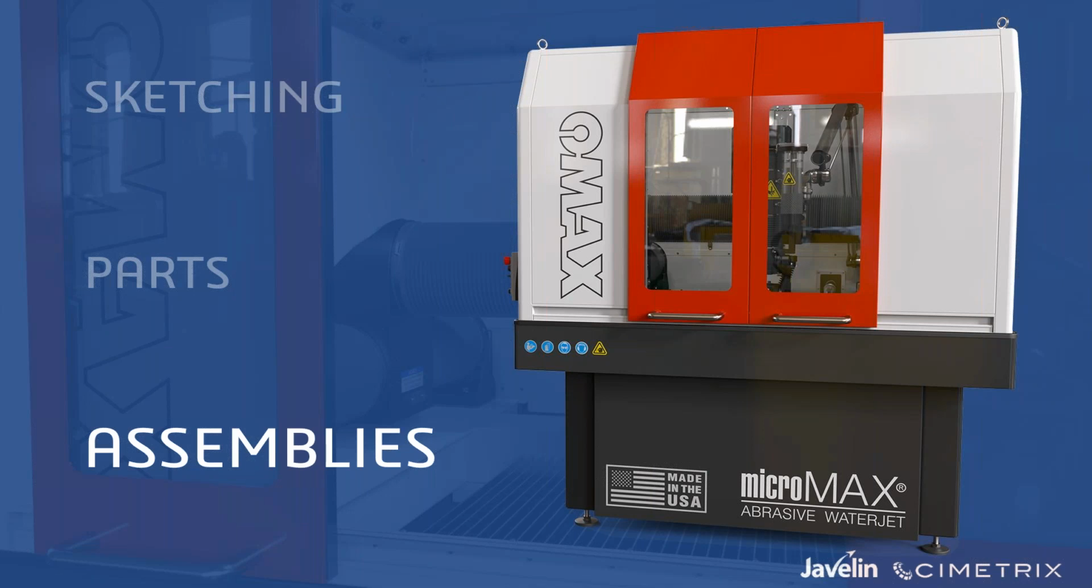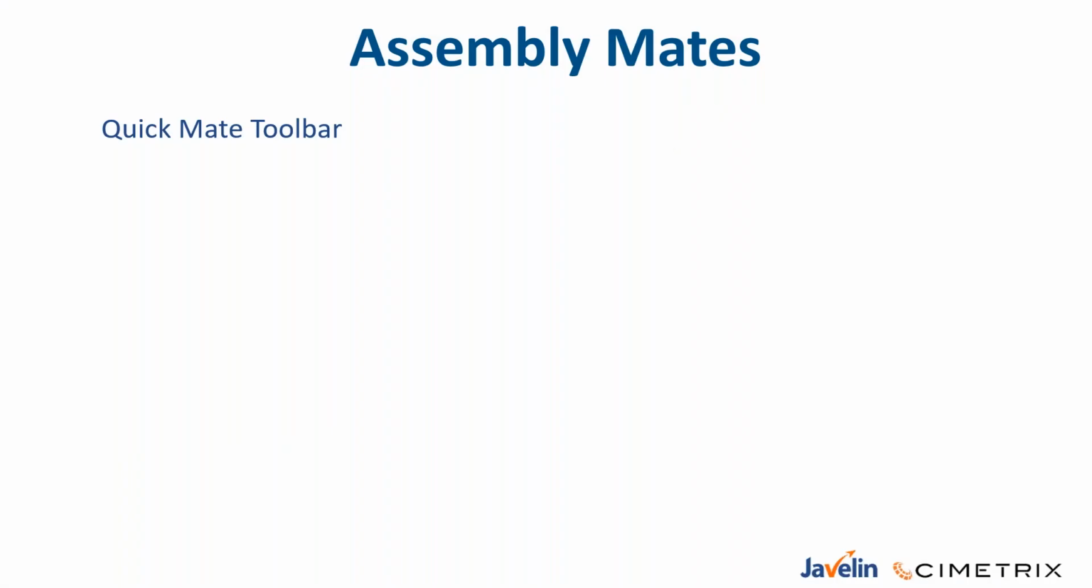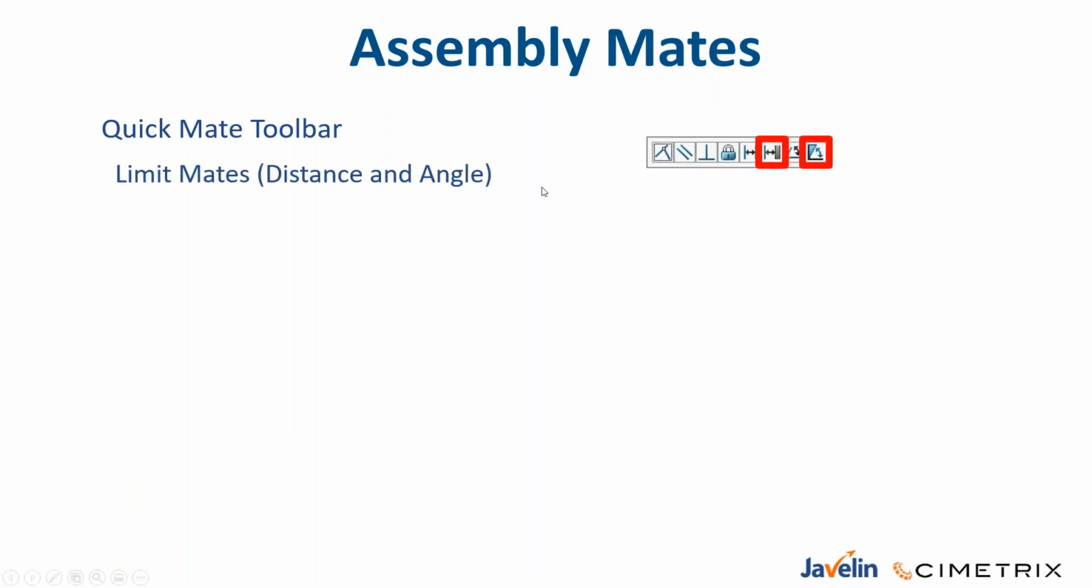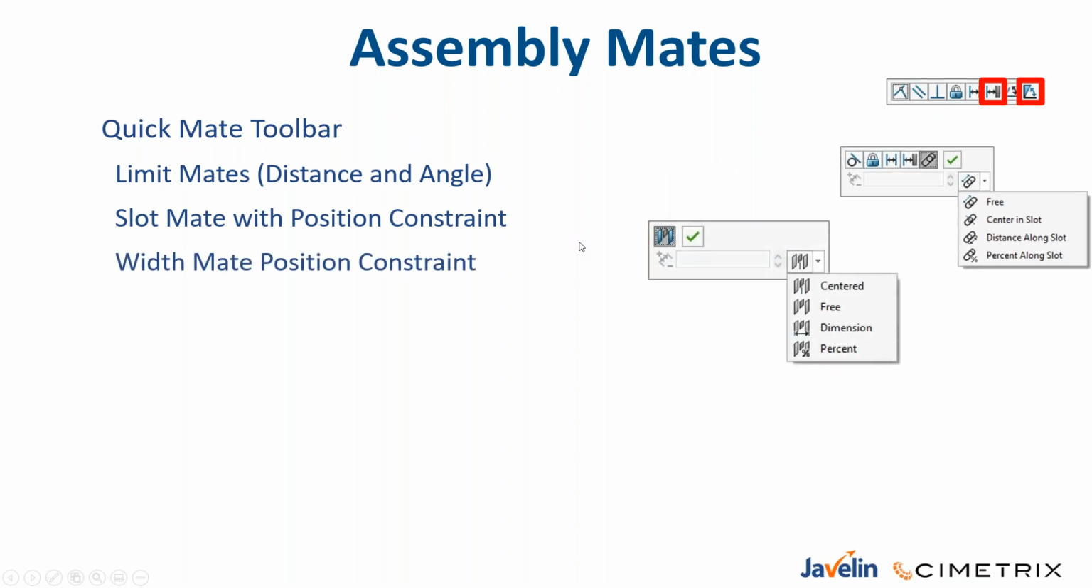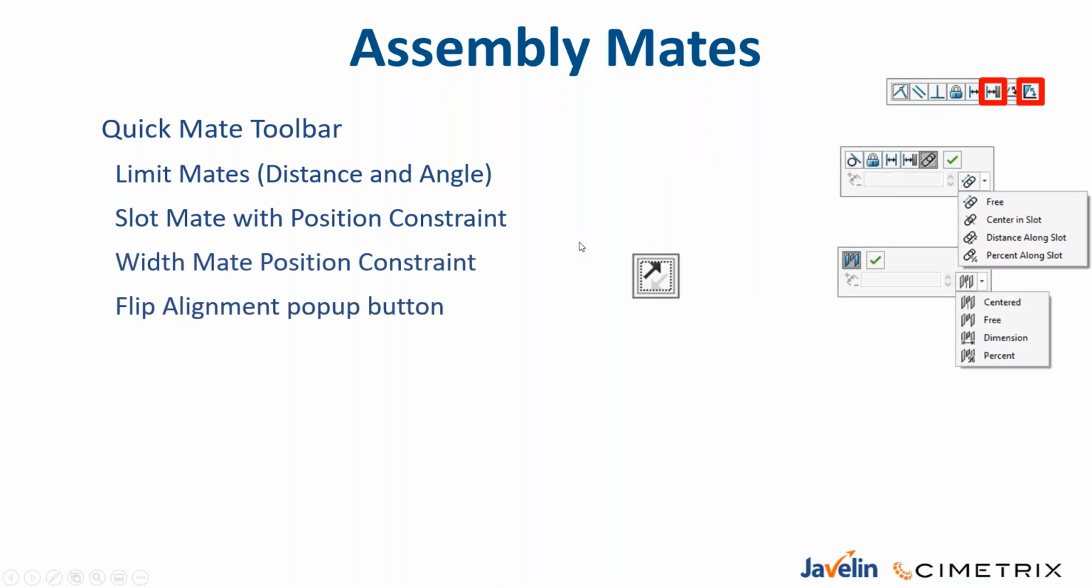Hi everyone. So we're going to take a look at assembly mates first. And the quick mate toolbar, as you know, came in 2014. And we've added some more mate types to the quick mate toolbar. So that includes limit mates, slot mates, with position constraints, width mates. And we also get the flip alignment pop-up button, which comes up automatically.